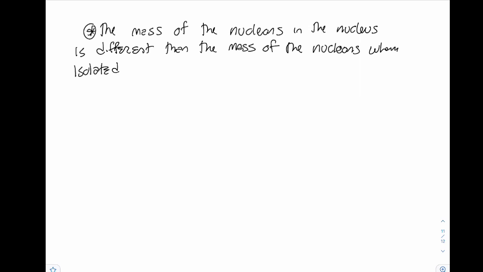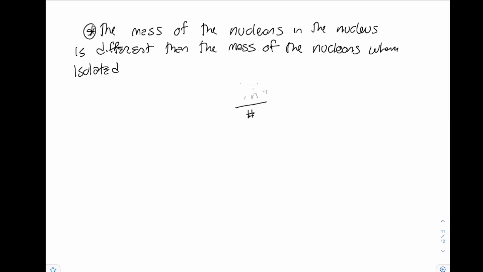So if we were to look at carbon-13, for example, carbon-13 has 13 nucleons, 13 particles in the nucleus. If you were to take the mass of a proton and multiply it by 6, because there's 6 protons, and the mass of a neutron and multiply it by 7, because there's 7 neutrons, and add that mass together, that number is actually different than the mass of the nucleus itself. We get that by taking our isotopic mass and subtracting the mass of our electrons from it.